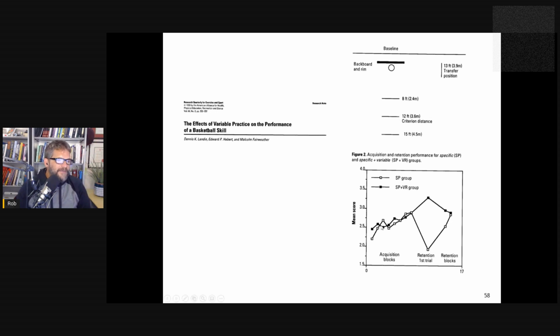They found, not unlike the barrier study, a beneficial effect of varying shot distance, but interestingly, it went away. It was a short-lived effect that went away when they tested people later, right? So I think in basketball, there's a lot of evidence consistent with the ecological approach that variability is good, but I think some aspects of it need to be relative to the variability of the actual game, as I mentioned before.